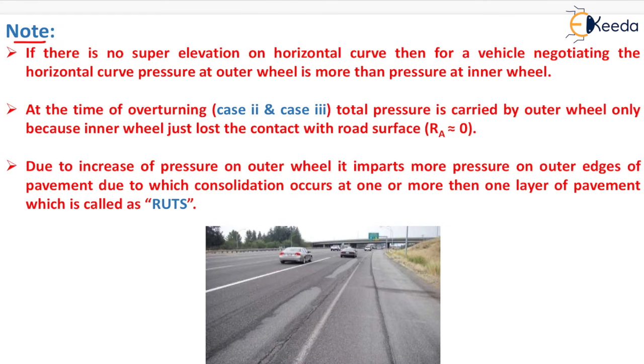Now one note is there that if there is no super elevation on horizontal curve, then for a vehicle negotiating the horizontal curve, pressure at outer wheel is more than pressure at inner wheel.